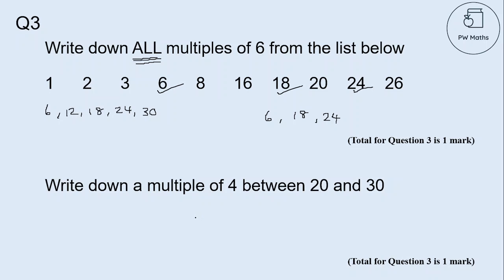You might then be asked a question that looks a little bit like this. Write down a multiple of 4 between 20 and 30. Well, it's a multiple of 4, so it's the 4 times table. 4, 8, 12, 16, 20, 24, 28, one more for luck, 32. Now it is asking us for a number between 20 and 30. So the numbers I've got between 20 and 30 are actually these two here. And it says a multiple, so this time you don't need to write them both. So 24 or 28 would be an okay answer for this question. Like I said, you don't need to write them both.